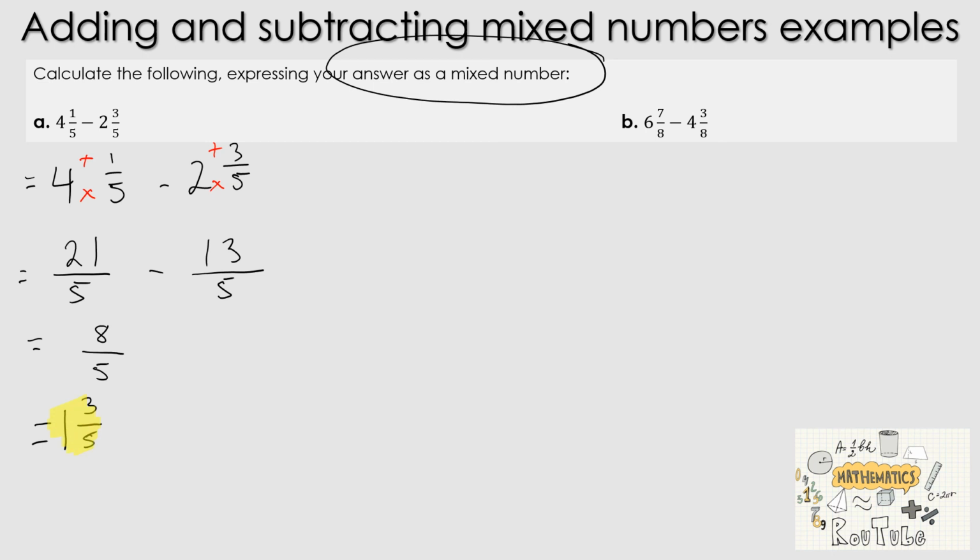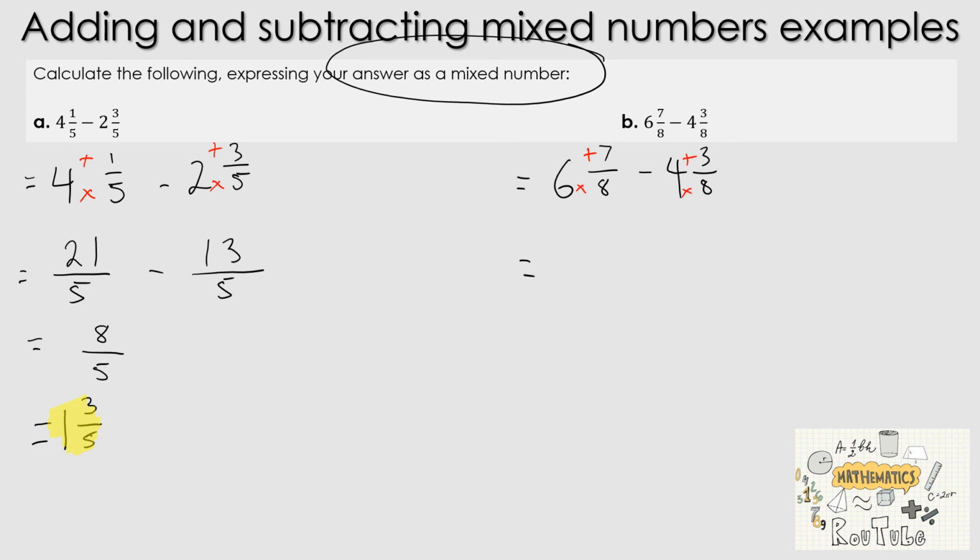And now let's turn our attention to part B. We've now got 6 7/8 minus 4 3/8. Once again, you can deal with the whole numbers and then the fractions, which might actually work a little bit easier for a question like this, but we're going to follow the same process as we did for part A. We're going to multiply and add, and then multiply and add. Same process as we did before.